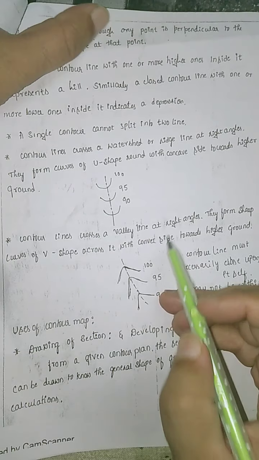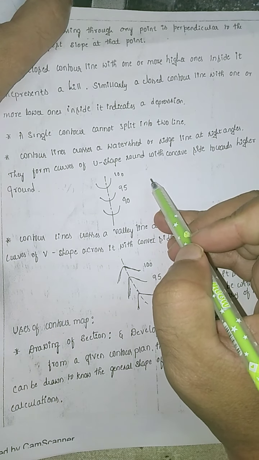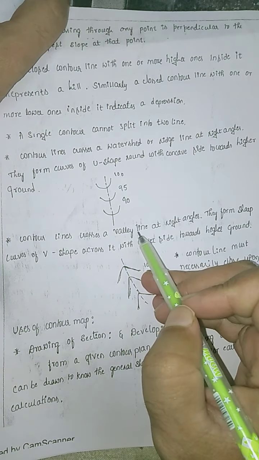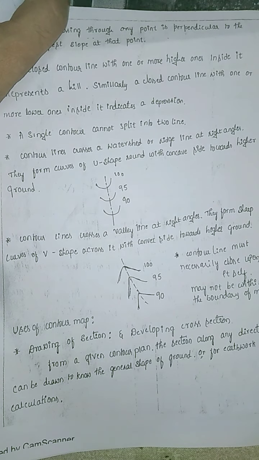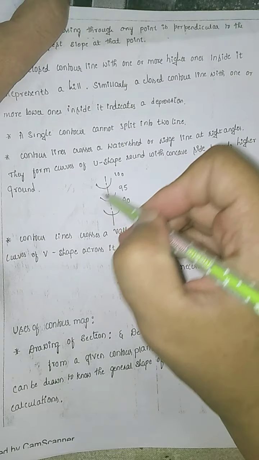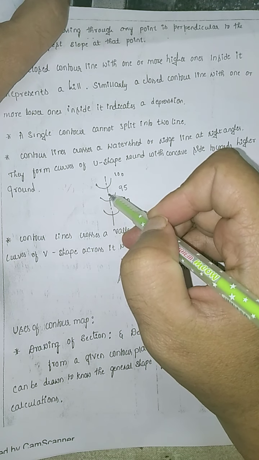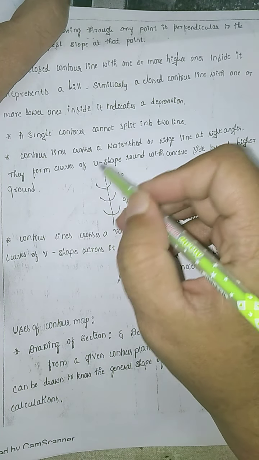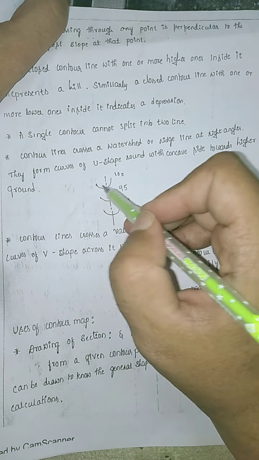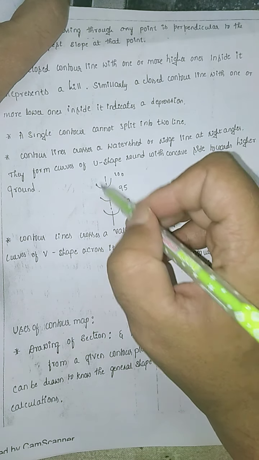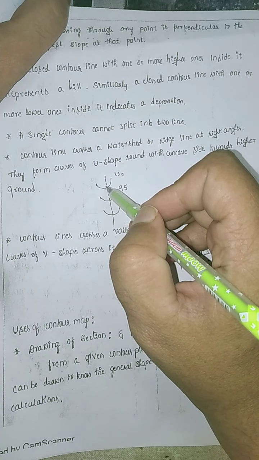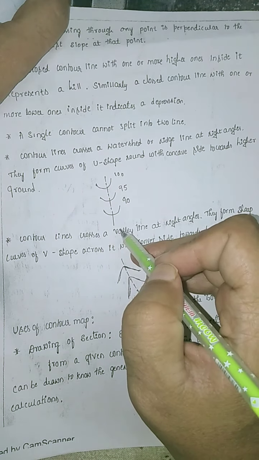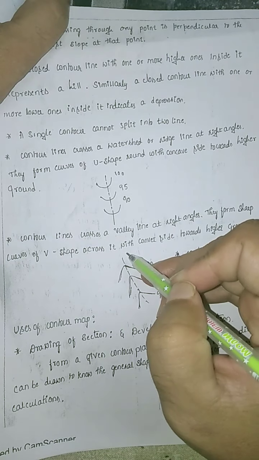If the contour lines cross a watershed or a ridge at right angles like this, they form a U-shaped curve, with the concave side of the curve towards the higher point. It represents a watershed or a ridge.